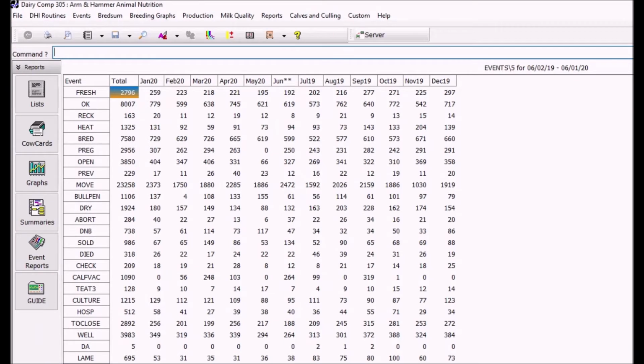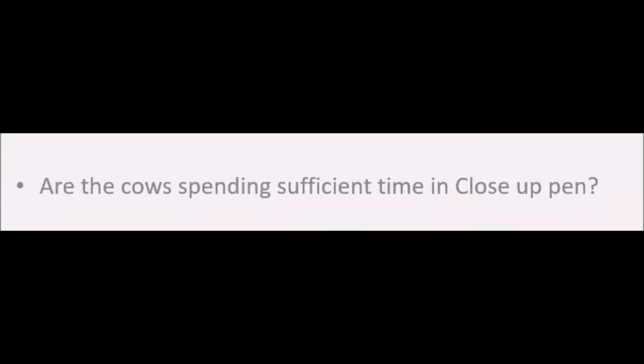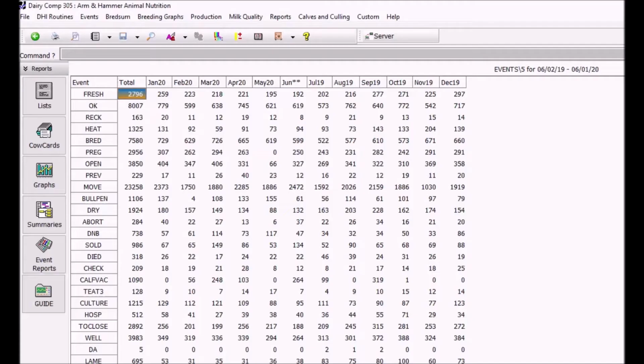Once we know that the "to close" event is being entered correctly, we can then come up with several questions that we're going to ask the program, so it can give us different angles of looking at days in close-up. The first question that we're going to ask the program is the following. Are the cows spending sufficient time in the close-up pen?